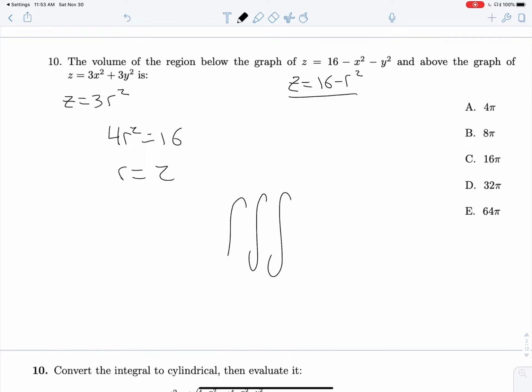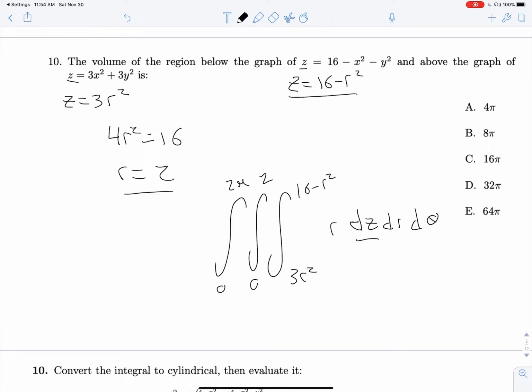We can set up our three integrals. We know that we want all of our solid, so theta goes from 0 to 2 pi, we're not bounded anywhere on theta. What about r? Well, it looks like r is running from 0 to 2, like we found here, and z is running from 3r squared to 16 minus r squared, because they say that we're bounded on top by this thing and on the bottom by that. And then our integrand is going to be r dz dr d theta.